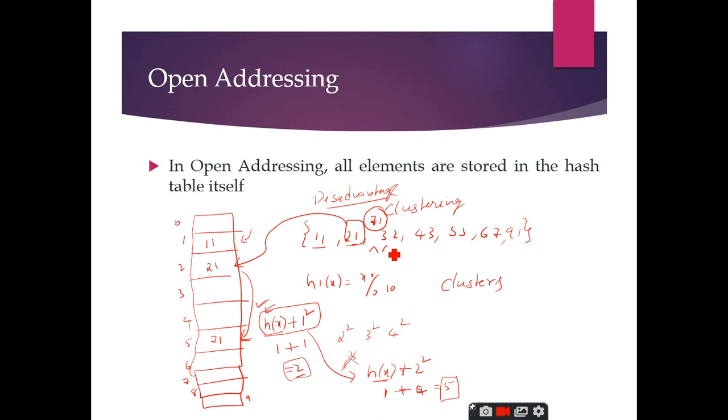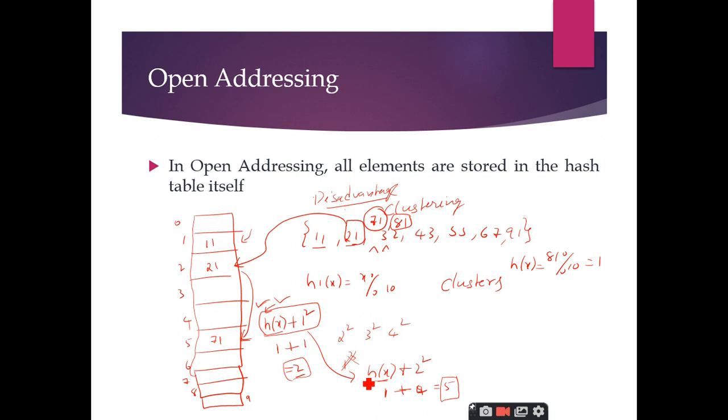Assume that there is another key inside this, 71 and 81. Between this 21 and 32 I have another key. Now tell me, h of x for 81 is equal to 81 modulo 10. It will result in 1. But here I have a collision. So I need to use the first formula, first collision, h of x plus 1 square. I go and set the second location.